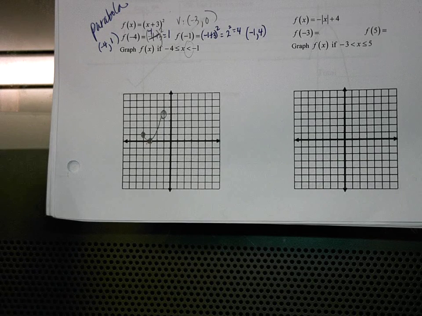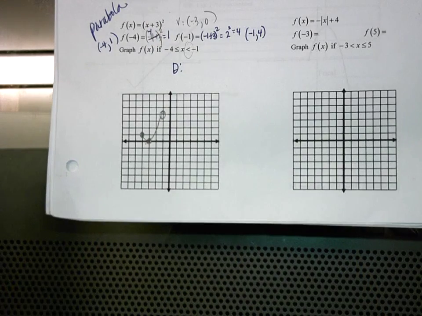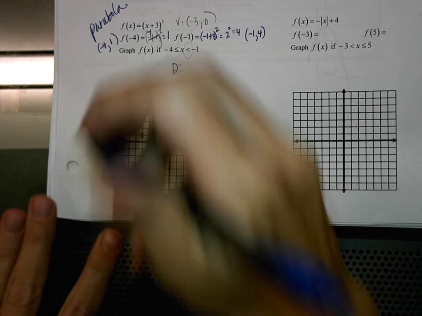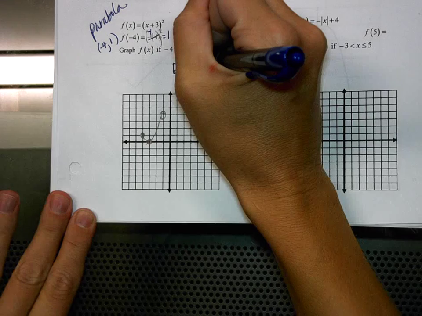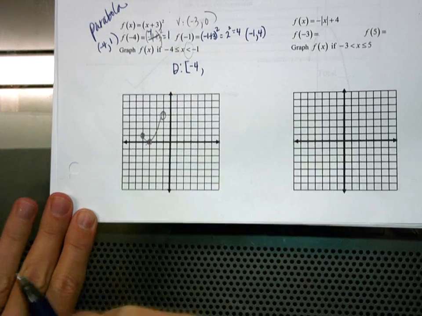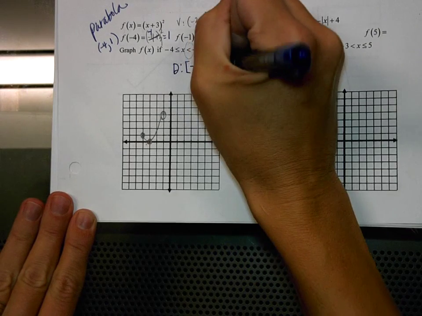So now we need to figure out the domain and the range. We're always going smallest to biggest. So my domain on this problem, what is my smallest x value? Negative 4. Good. And is that a bracket or a parenthesis? Bracket. Good. So negative 4, and then my largest x value is at what? Negative 1. Negative 1, and that would be a parenthesis.